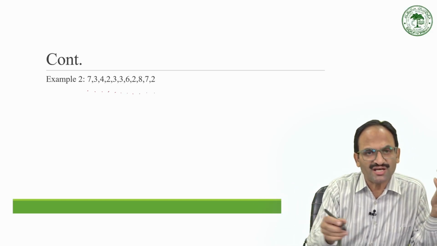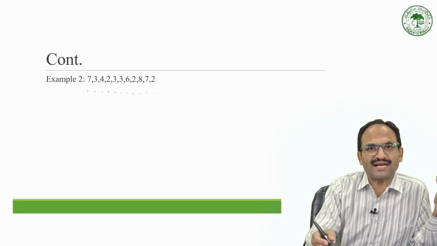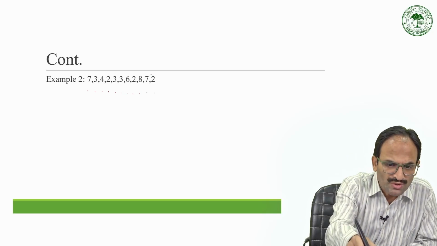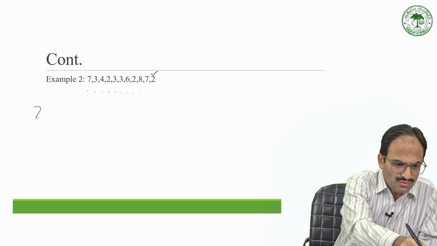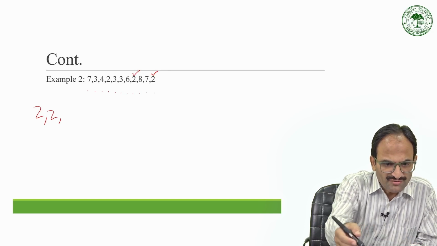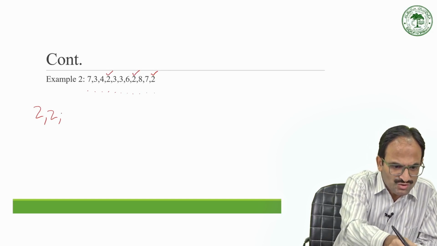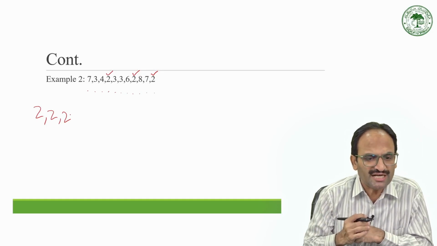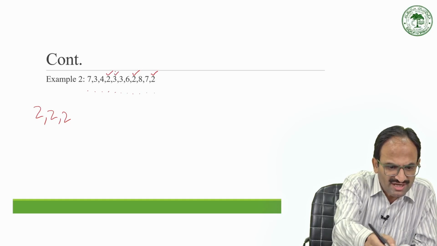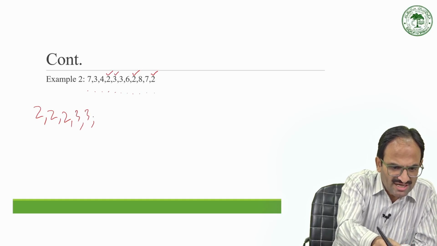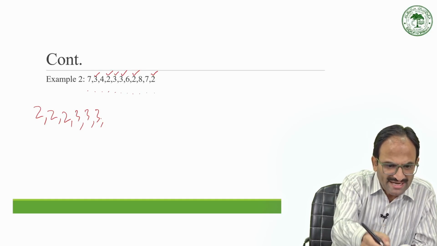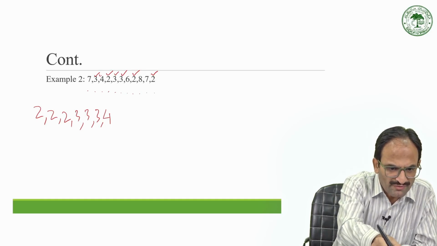First, let's arrange this whole data in ascending order. The moment you look at the data, you will find that 2 is the smallest number. So write 2, but 2 appears one more time, so write 2 again. Then you will find one more 2. So 2 appears 3 times, and you have written 2, 2, 2. Then the next number is 3, and again 3 appears 3 times. So 3, 3, 3.